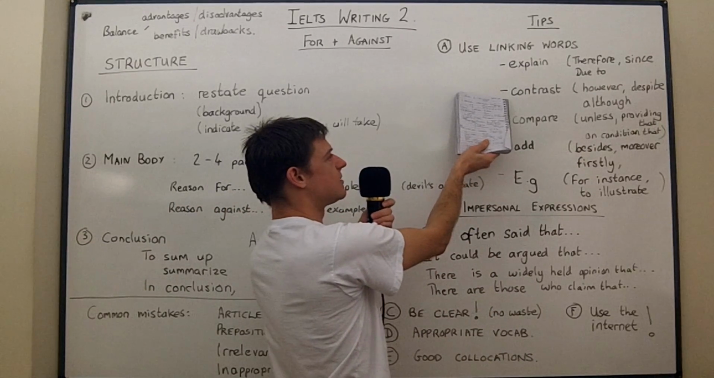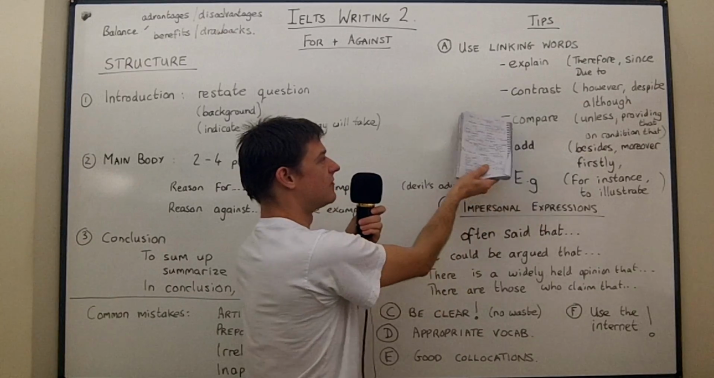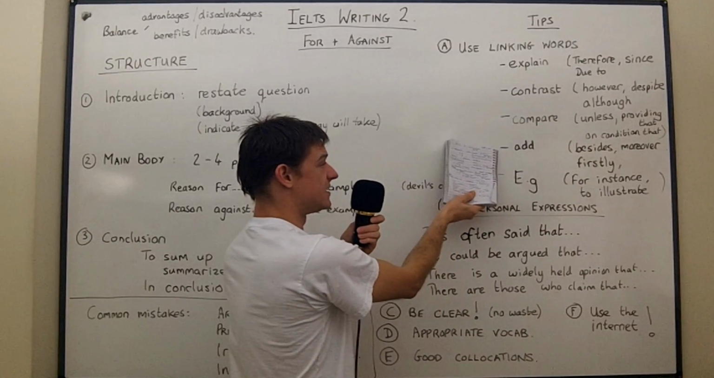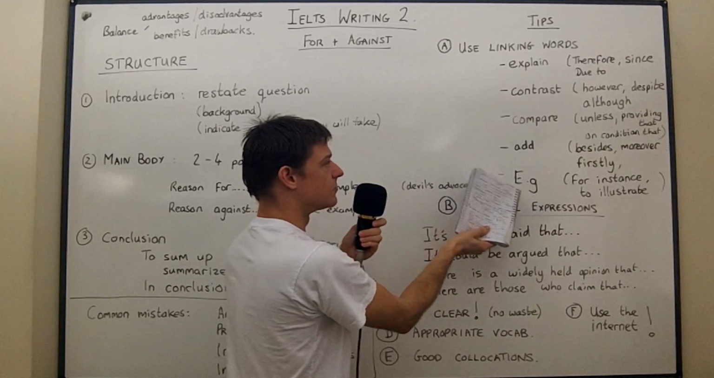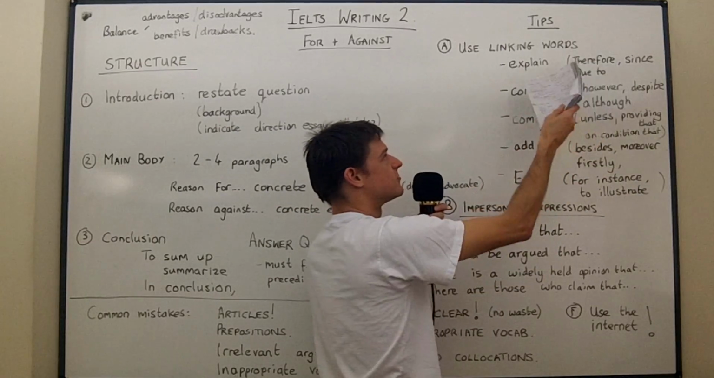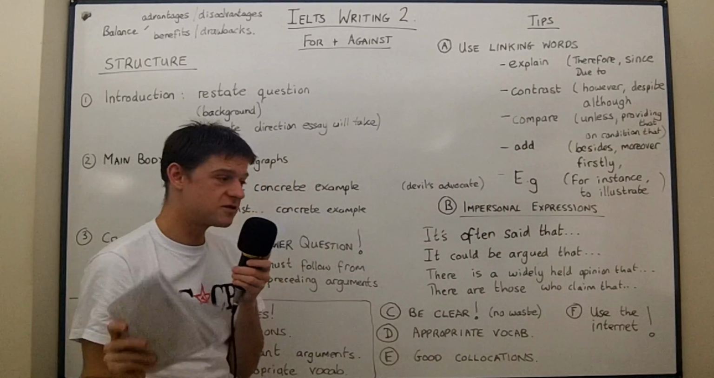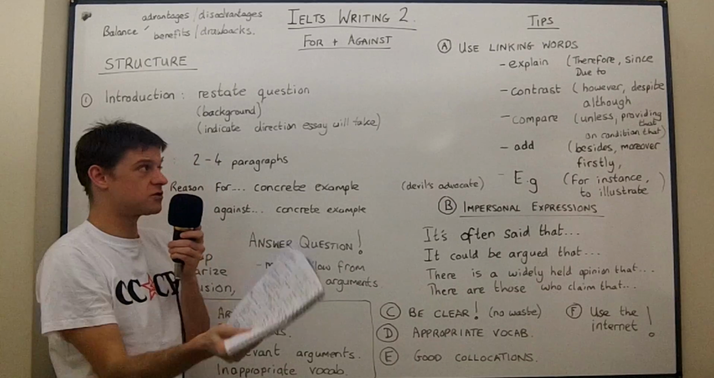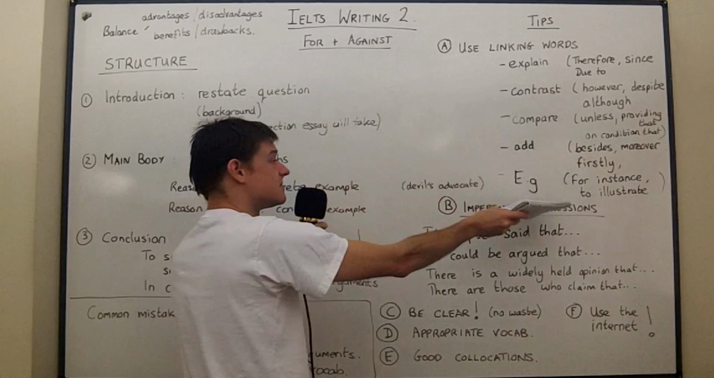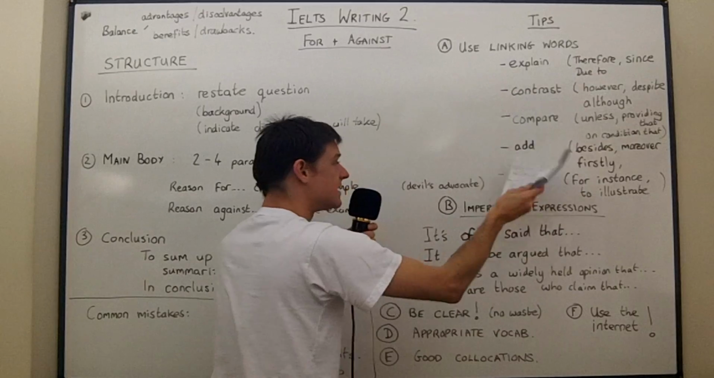Also, make sure you use linking words of contrast, of comparison, of addition, and giving examples. And so these are just examples of all these linking words. I'm not going to say too much about them in this lesson because I've got 2 other lessons that already go into them. They go through them in detail.